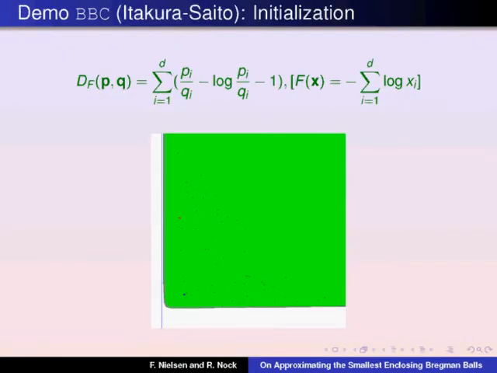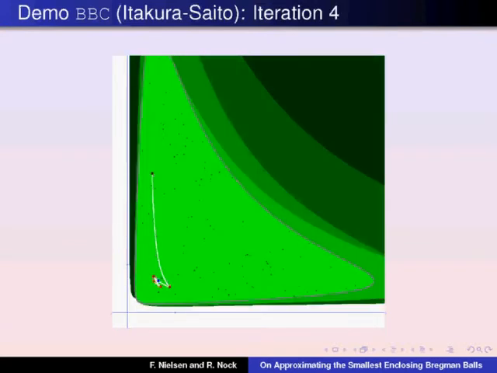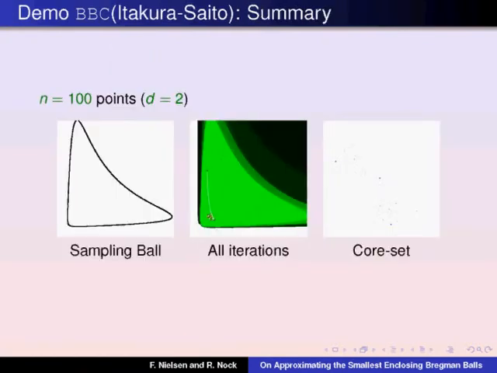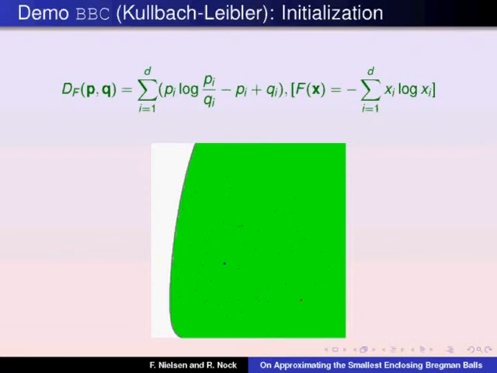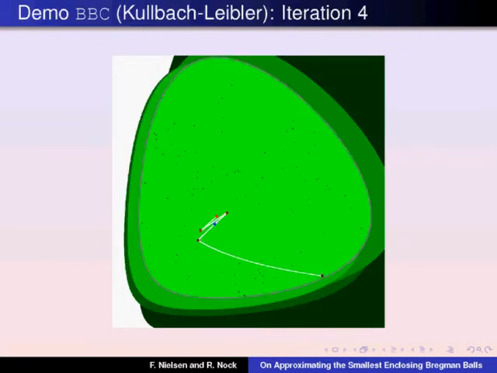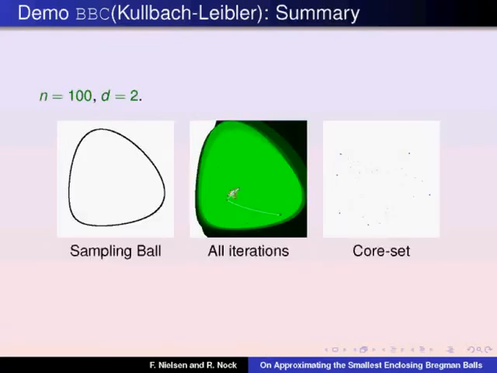Let us now look at the first 10 iterations of our BBC approximation algorithm on the Itakura-Saito divergence. Here again, after the first 10 iterations, we visualize the sampling Bregman ball from which a distribution has been drawn, and all the ball's traces along the iterations as well as the core set. Let us now look at another divergence, the Kullback-Leibler divergence and its enclosing ball. Again, we visualize the sampling Bregman ball, all the iterations of the enclosing balls, and the core set.